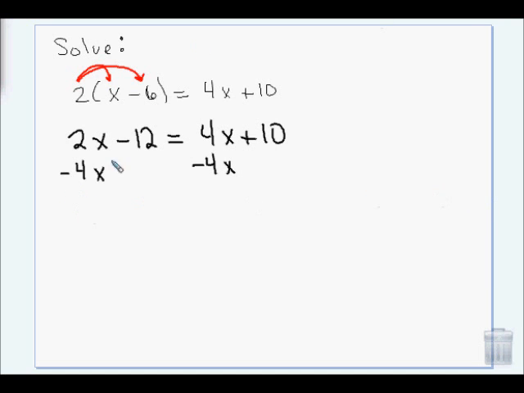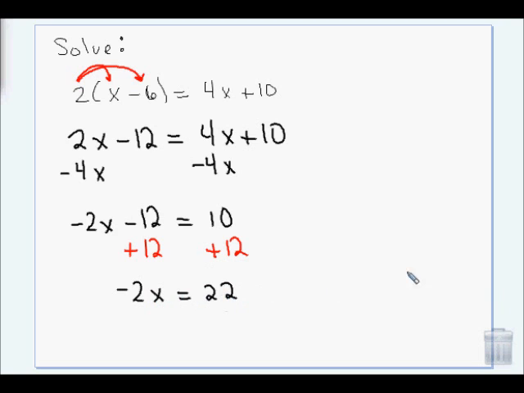So I'm going to get negative 2x minus 12 is equal to 10. Right? I just moved the negative 4x over. And then I'm going to add 12 to both sides. So I get negative 2x is equal to 22. And then I'm going to divide by negative 2 to get x is equal to negative 11.